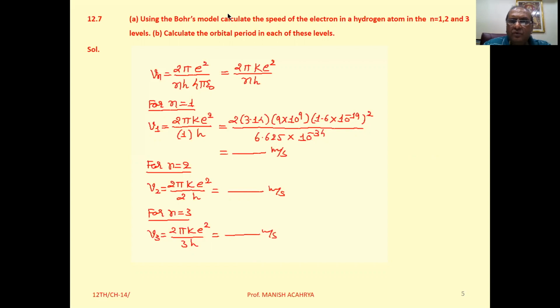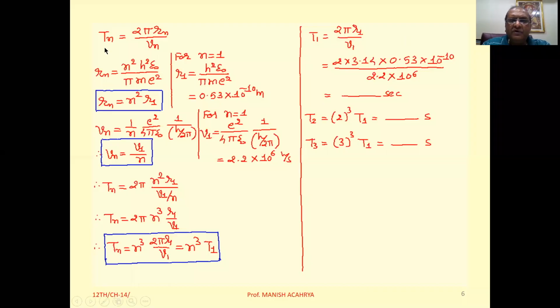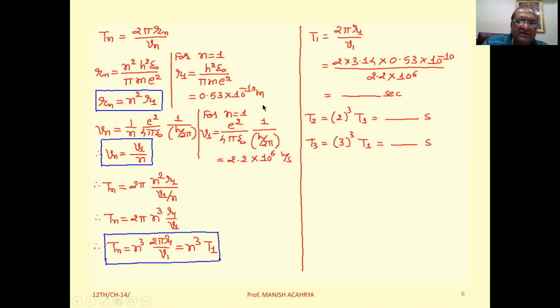Clear to all of you? Now see, for periodic time we can write Tn equal to 2 pi Rn upon Vn. Okay. Now Rn is equal to n square h square epsilon 0 upon pi m e square. But in this equation, if we substitute n equal to 1, then we will get R1, and R1 will come to 0.53 into 10 raised to minus 10 meter, that we already discussed.